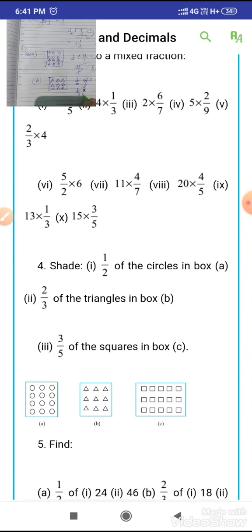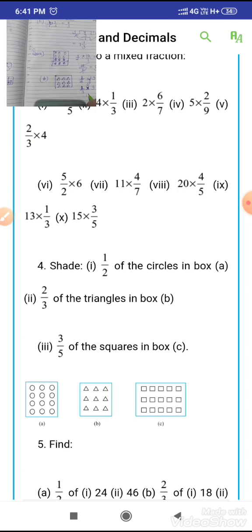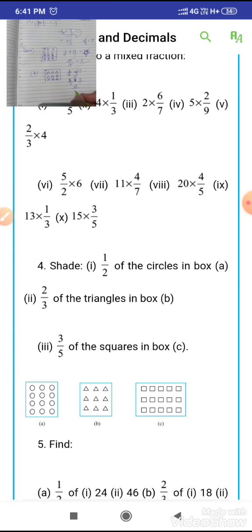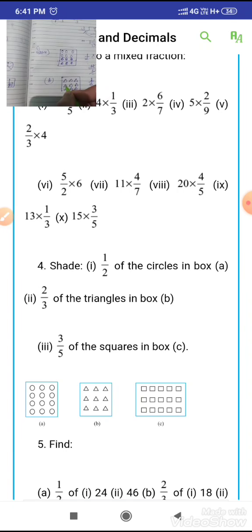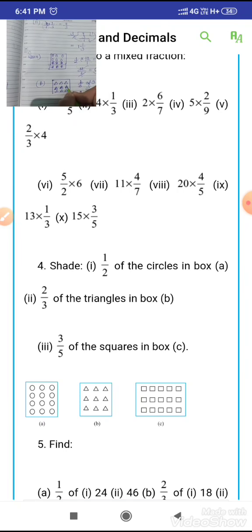So 2 upon 3 multiplied by 9. 9 2s are 18 and 3 1s are 3. So after reducing this fraction we get 6 and we have to shade 6 triangles in the box B.